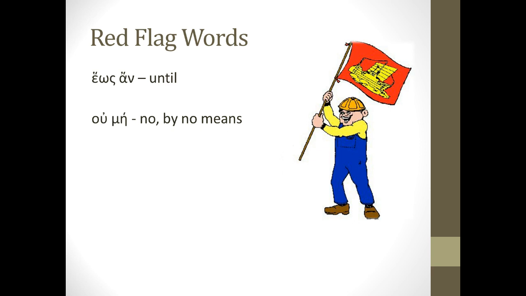And when you see one of these red flag words in the sentence, that means that there is a verb coming up, usually immediately after that red flag word, which is in the subjunctive mood. So that should help you to recognize that learning the subjunctive mood is going to be a lot easier, because you'll be able to recognize it by the fact that the red flag word immediately precedes a subjunctive verb.